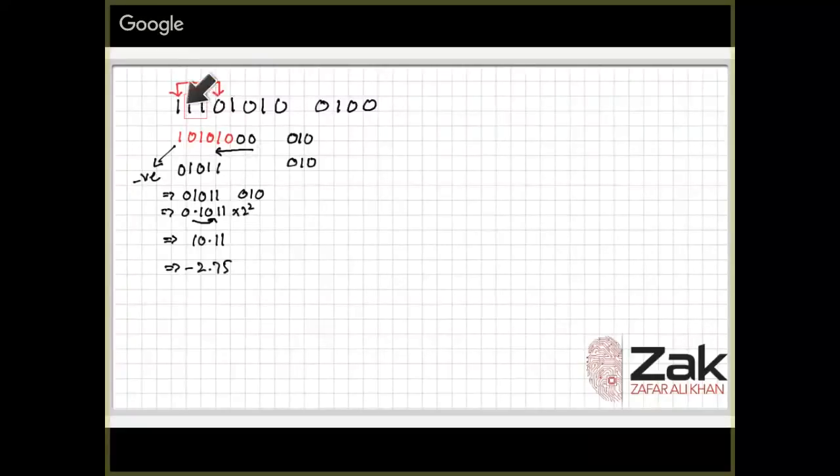See, the original number was negative. We turned it to positive and then we solved it. If the exponent is negative, it will still be added, right? Negative negative becomes negative.